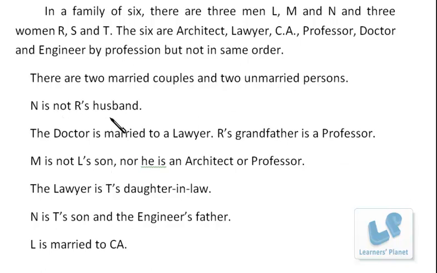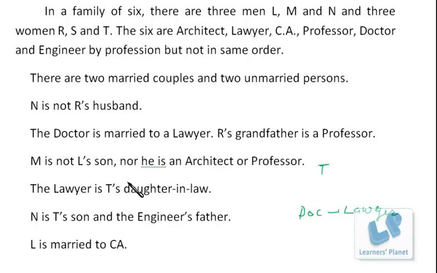N is not R's husband. The doctor is married to a lawyer. So it's doctor and lawyer, right? M is not L's son, nor is he architect or professor. The lawyer is T's daughter-in-law. So T is over here and this is lawyer. So this is the second generation, this is the first generation, right?